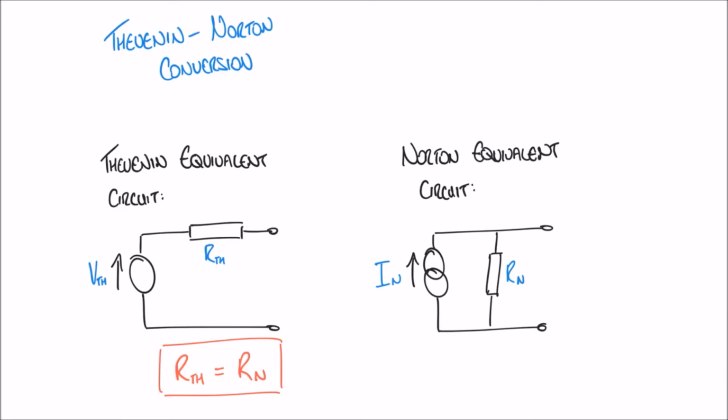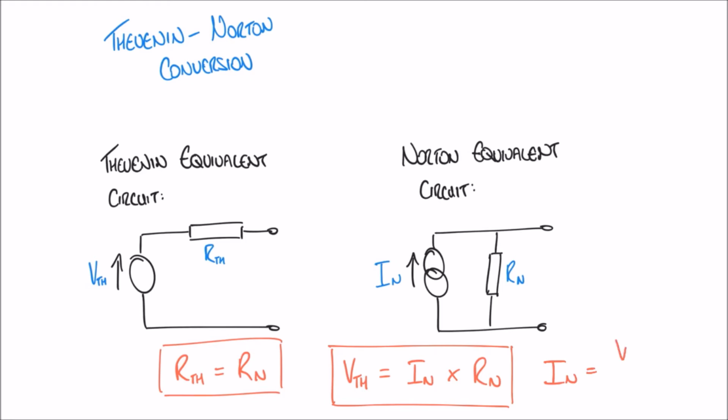The second thing to think about when we're converting from Norton equivalent circuits into Thevenin equivalent circuits or vice versa is Ohm's law. We know that V equals I times R, and so we can apply that to these equivalent circuits here. We can say very simply that the Thevenin voltage VTH is equal to the Norton current IN times the Norton resistance RN. And so using these two rules, we can actually very easily convert from a Norton circuit to a Thevenin circuit. If we were going the other way and converting from a Thevenin to a Norton, we would simply rearrange our Ohm's law here. We could say that IN is equal to the Thevenin voltage divided by the Thevenin resistance, because the Thevenin and Norton resistances are the same. So we can very easily determine one equivalent circuit given that we know the other one.